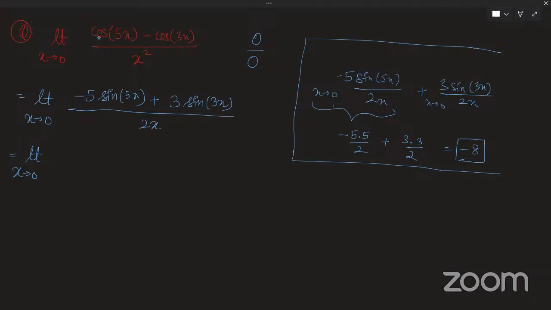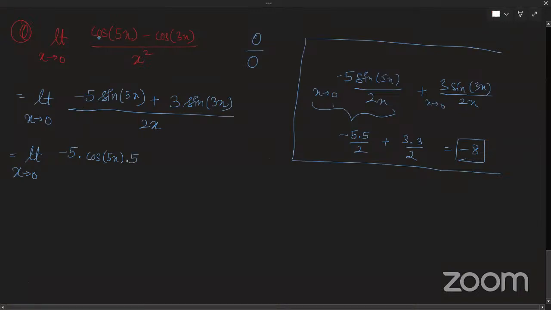Tell me, who will tell me? Minus 5 times sine of 5x. Can you tell me what will be the derivative of sine of 5x? Cos 5x into 5. So you have just got a minus 5 multiplied with it. So it will be minus 5 into cos of 5x into 5, right? Yes, sir.